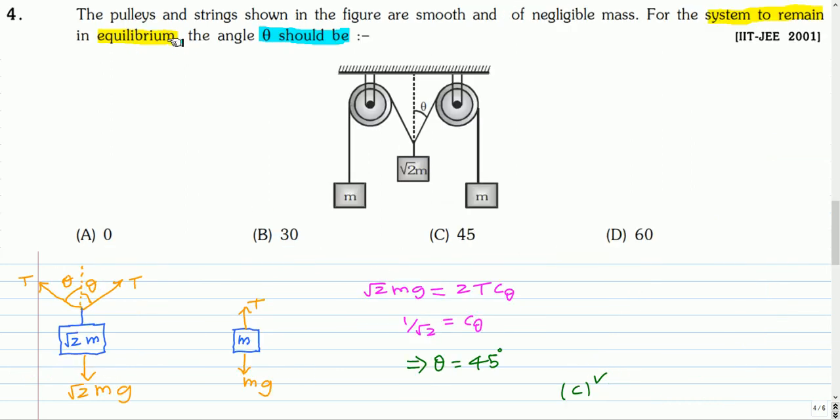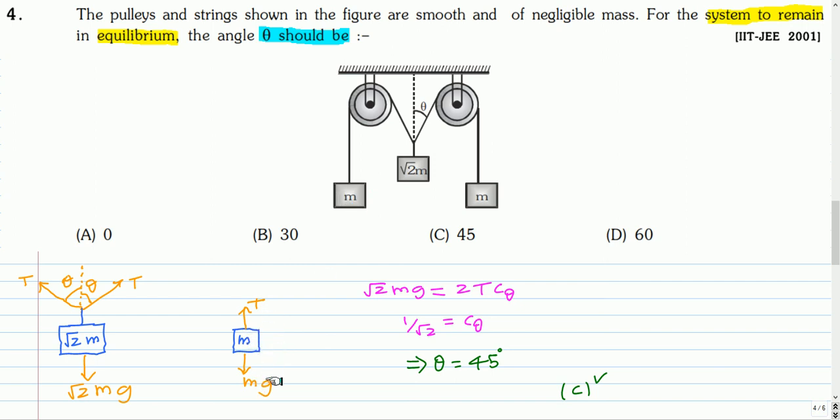This is the next question. The pulleys and string shown in the figure are smooth and of negligible mass. For the system to remain in equilibrium, the angle theta should be? This is a very simple question. Let's draw the free body diagram of the masses. The mass is root 2 into m, its weight is root 2 mg, and the two tensions make angle theta. I am drawing the free body diagram of one of the small masses m.